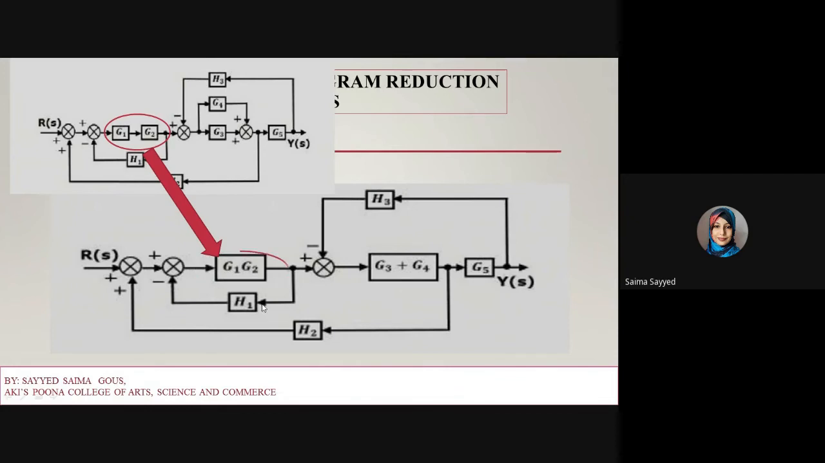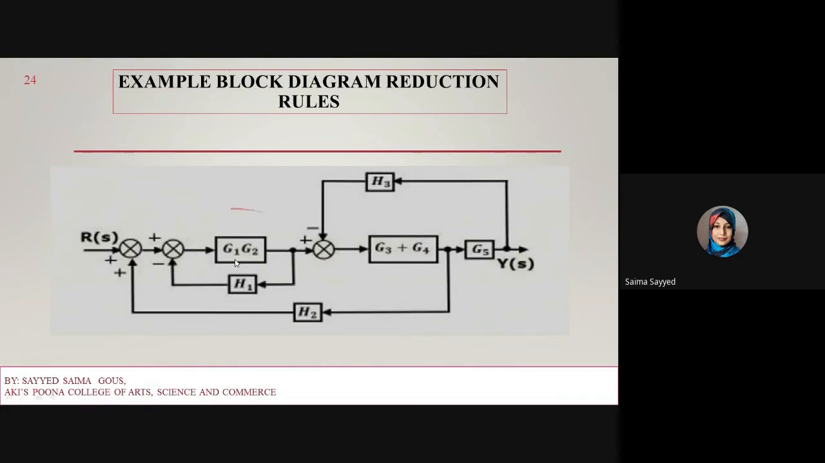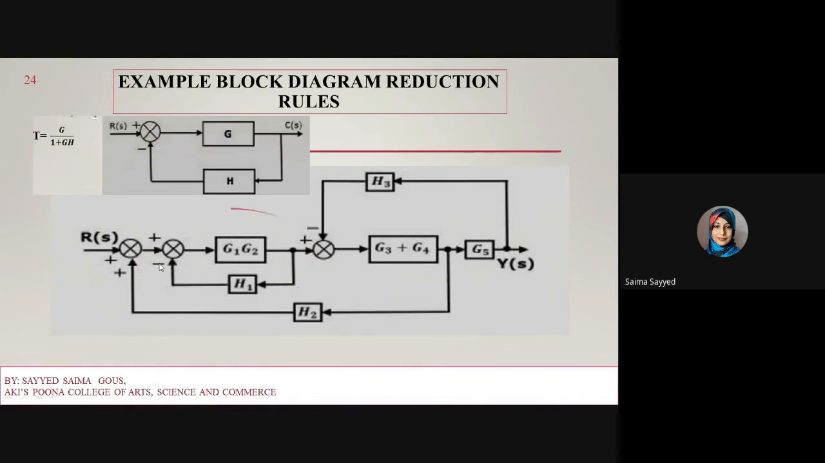Now check for the parallel combination. Is there any parallel combination? No, there is no parallel combination. Then move towards the feedback loop. Yes, this is a feedback loop. Here G1 G2 with H1 as the feedback. There is a negative sign, so this is a negative feedback. The formula to convert negative feedback is T = G upon 1 plus GH. So this minor feedback loop is converted into a single block by using this formula, G upon 1 plus GH.